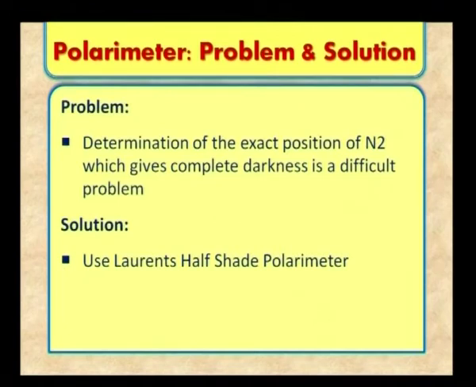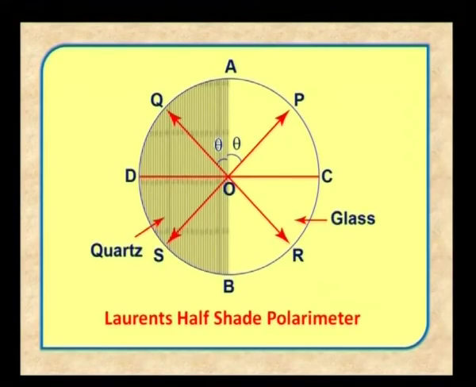How will you say complete darkness? Now, the definition of complete darkness is somewhat difficult. Therefore, the solution to the problem is to use a Lorentz half shade polarimeter. Now, let me tell you what is meant by a half shade polarimeter or a half wave plate. And this plate that you have here, which is made up of quartz, is a half wave plate.